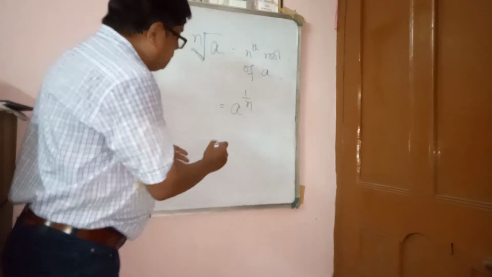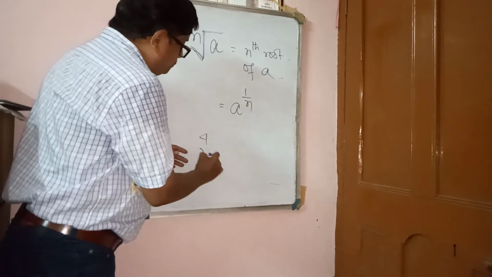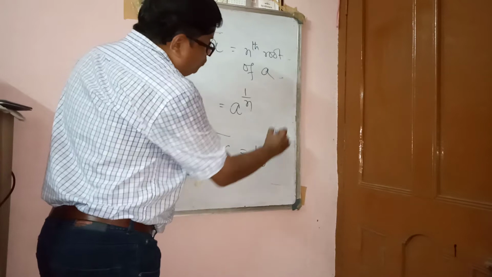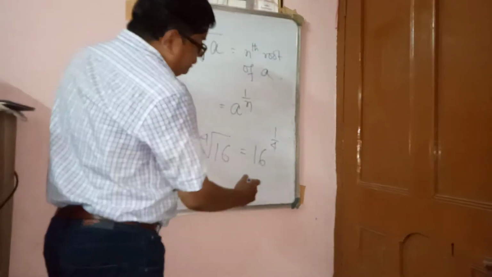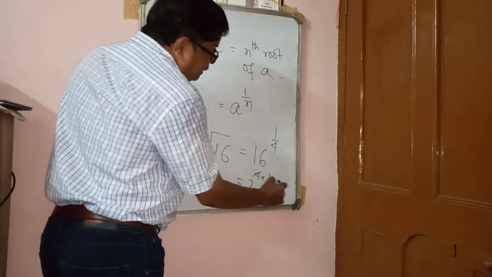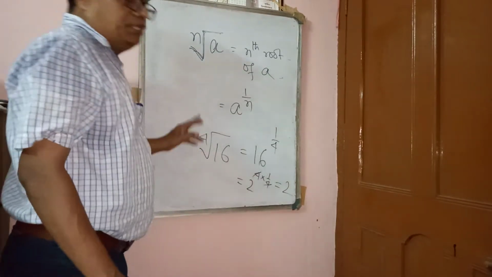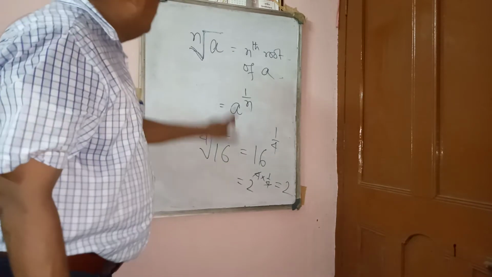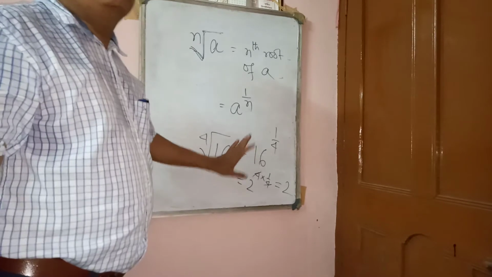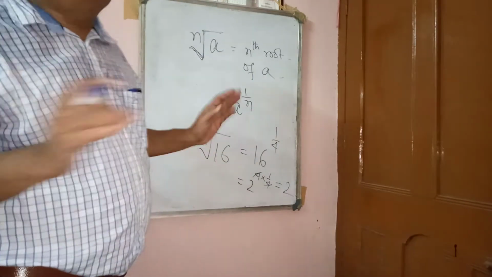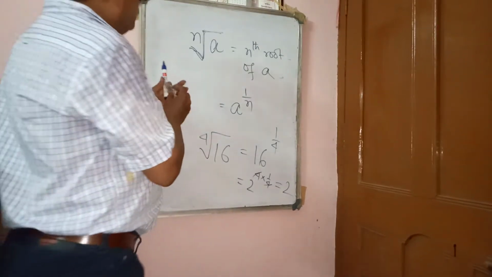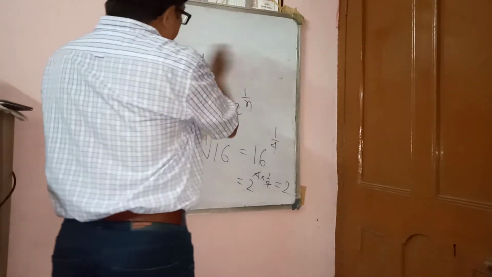Suppose 4th root of 16 means 16 whole to the power 1 by 4. 16 all of you know is 2 to the power 4, into 1 by 4. So 4 cancels, and it will be 2. This is 4th root of 16. This is nth root of a. 5th root, 6th root are like that. All can remember.